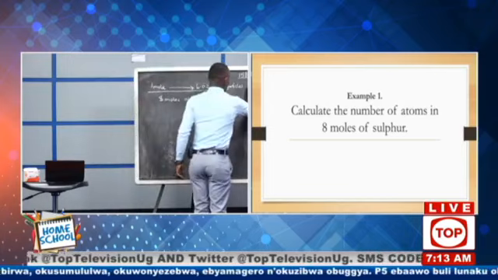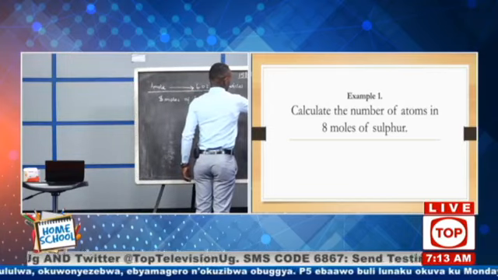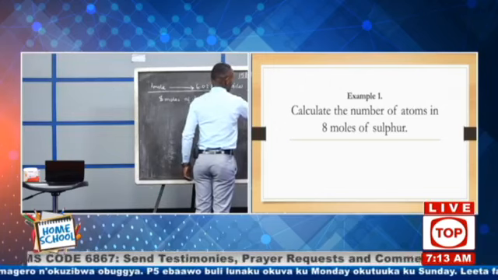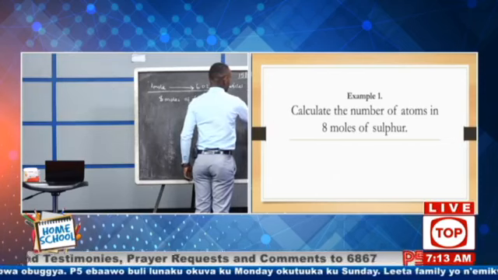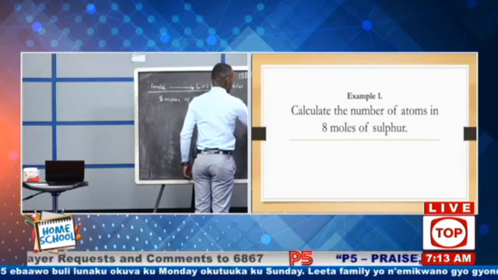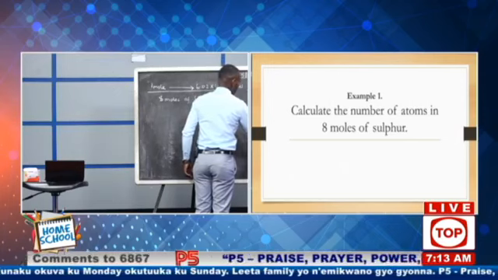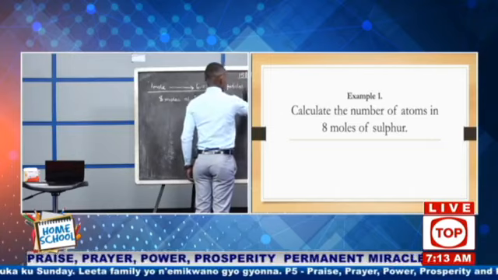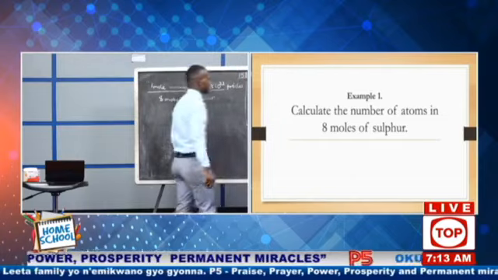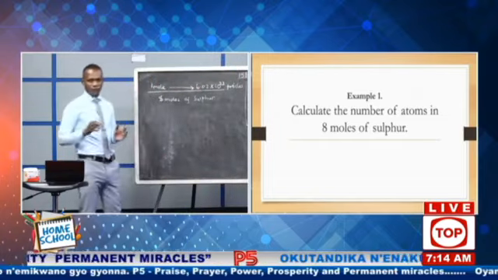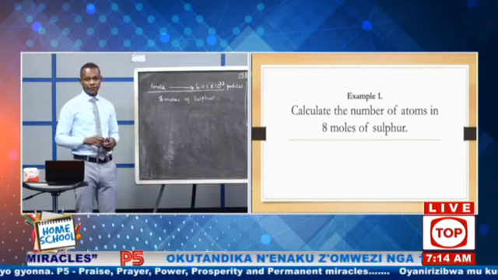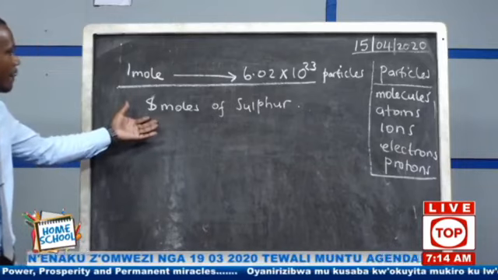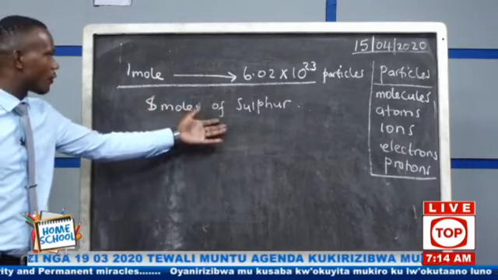Remember, we said particles can be molecules, can be atoms, can be ions, can be electrons, can be protons. Let us keep that one there. Particles can be molecules, atoms, ions, or electrons. So this question is requiring us to calculate the number of atoms in 8 moles of sulfur.